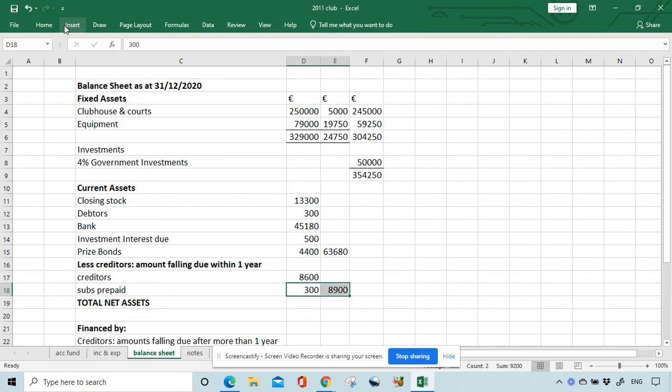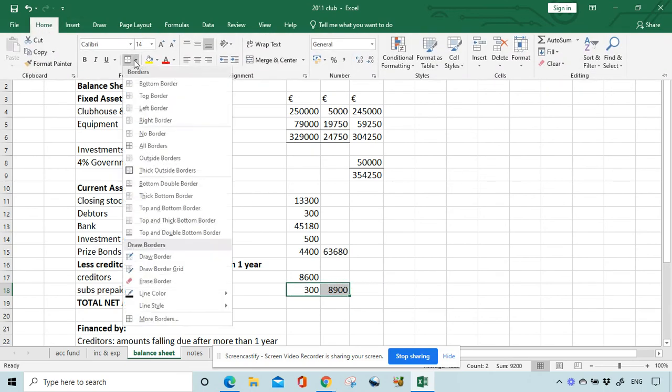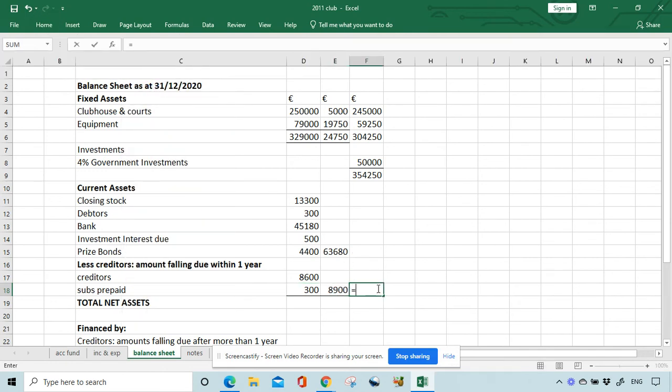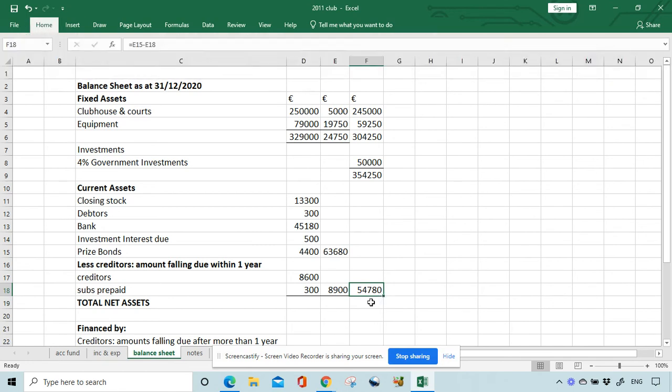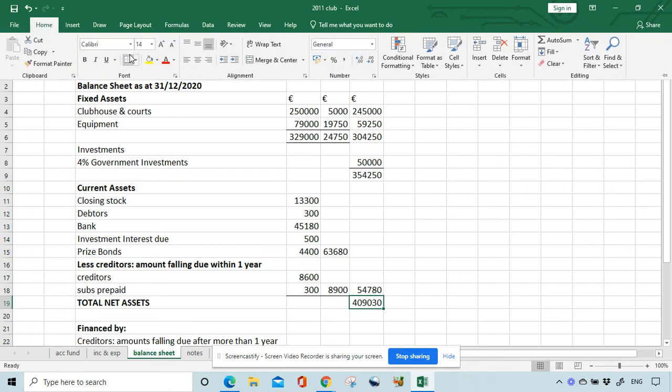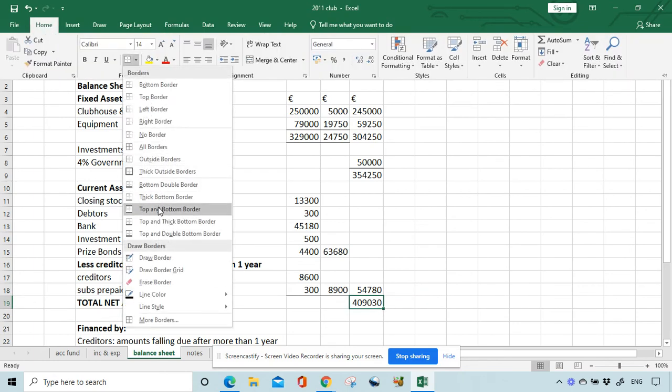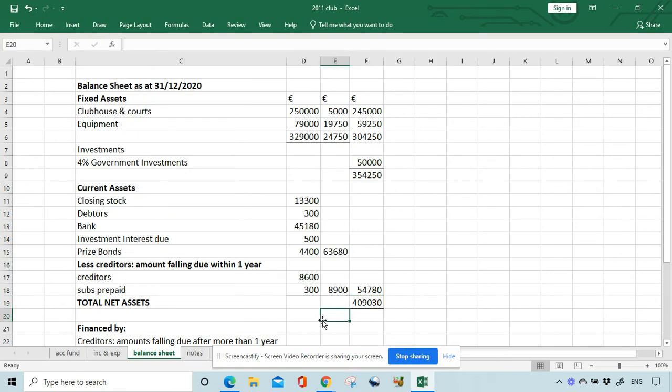So 63,680 minus 8,900 gives us 54,780. We'll add that on to the above figure. So 354,250 plus 54,780, 409,030. This is our total net assets figure, 409,030.